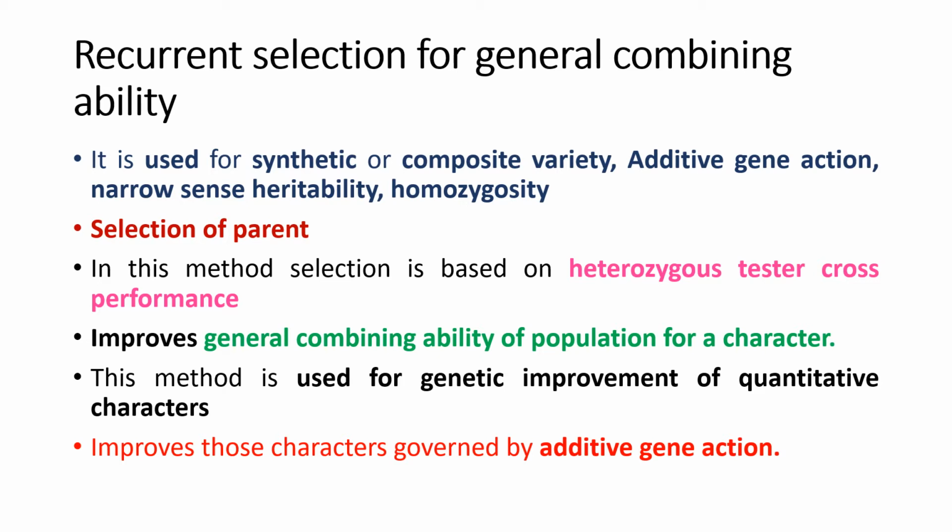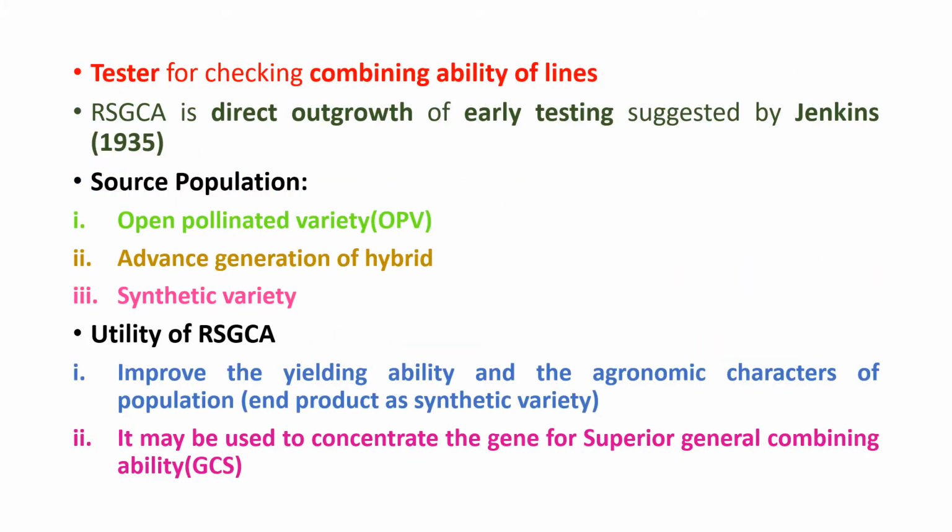This method is used for genetic improvement of quantitative characters. It improves those characters which are governed by additive gene action. Tester is used for checking combining ability of lines. RSGCA is a direct outgrowth of early testing suggested by Jenkins in 1935. The source populations utilized are open pollinated variety, that is OPV, advanced generation of hybrid, and synthetic variety.